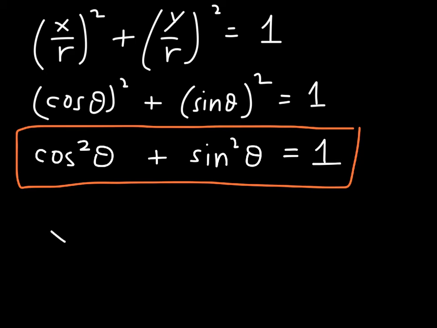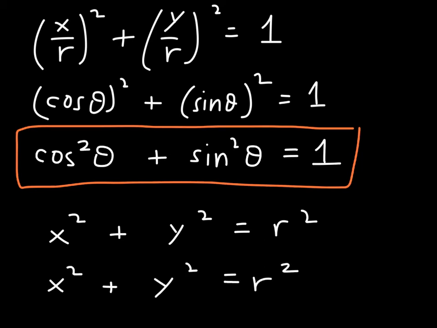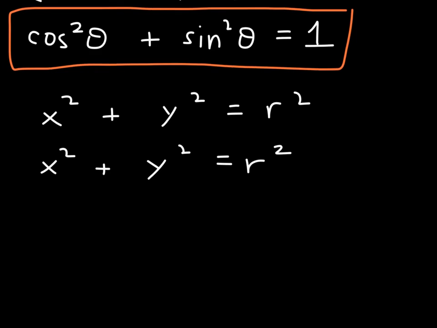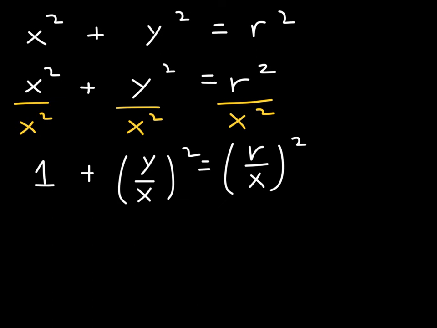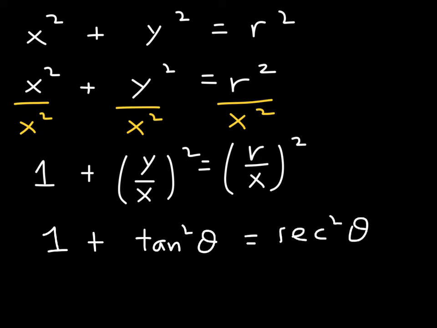All right, let's start all over at the Pythagorean theorem again. This time, I don't want you to divide by r squared. Let's divide each term by x squared. That would leave us with 1 plus y over x, quantity squared, is equal to r over x, quantity squared. So then this is 1 plus tangent squared of theta is equal to secant squared of theta. This is another Pythagorean identity. Please add this one to your list, and we'll do one more.